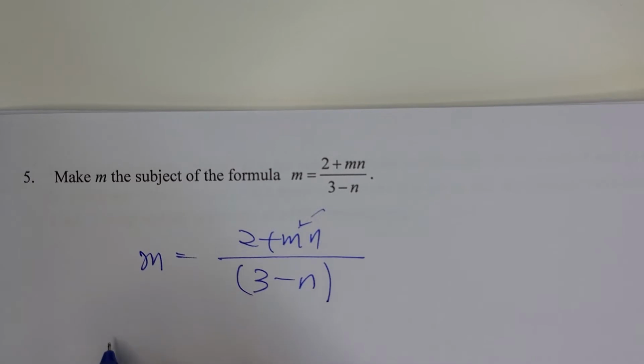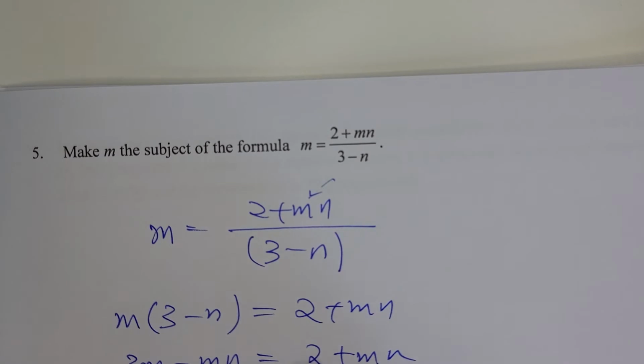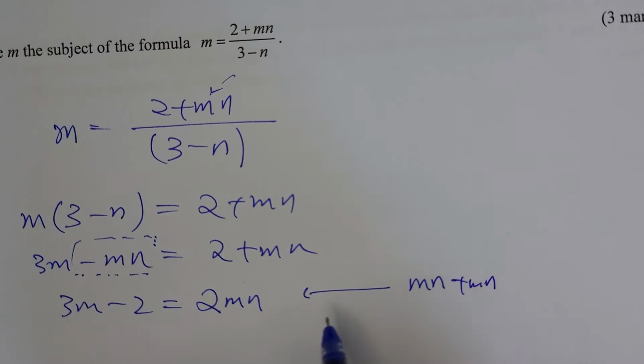Move to the left hand side. M bracket 3 minus n equals 2 plus mn. Just directly move to another side. Okay, so 3m minus mn equals 2 plus mn. And you will find that move this 2 to here. 3m minus 2. And here, for negative mn, you can transpose to the right hand side, become 2mn here. Why? Because originally there's 1mn, and then we add one more mn, so that will become 2mn.